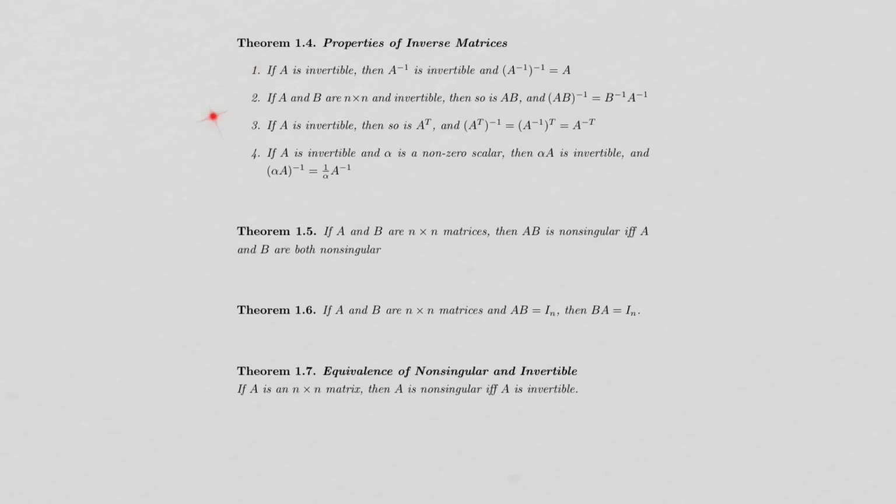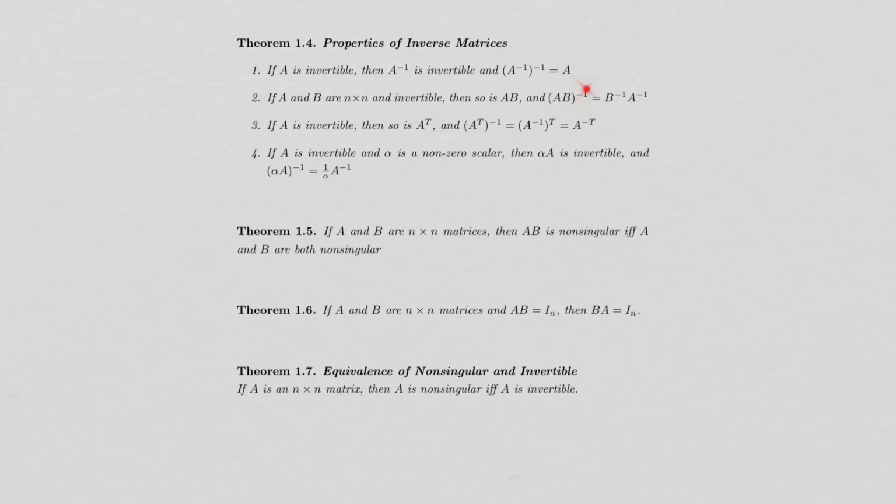Here are some properties of invertible matrices. The inverse of the inverse gets you back to the original matrix. If I have two matrices that are invertible, then their product is also invertible, and the inverse of the product is the product of the inverses, but in reverse order.